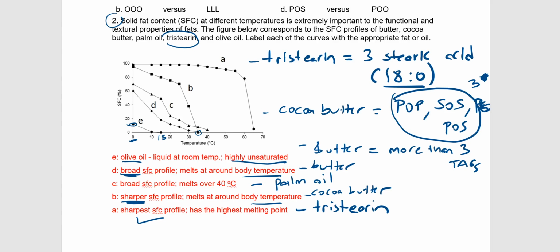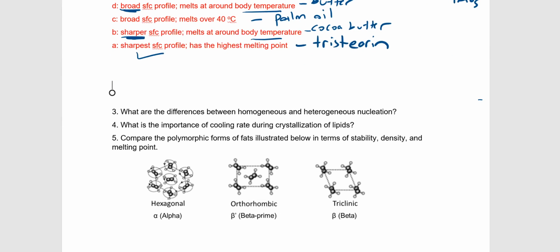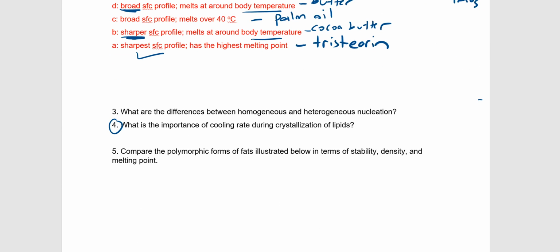Okay, the next question is 4. What is the importance of cooling rate during crystallization of lipids? Cooling rate is important during crystallization. Why? Because it affects the formation of polymorphic forms.